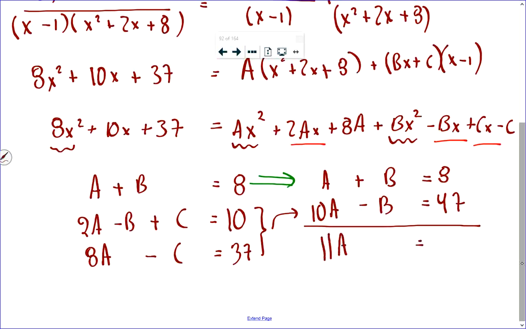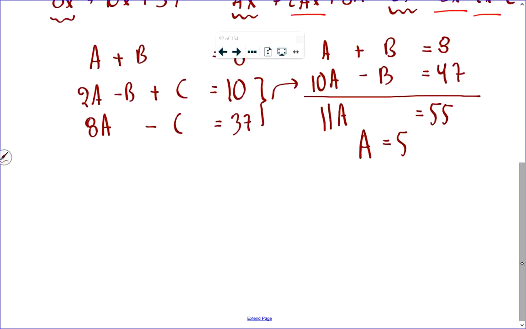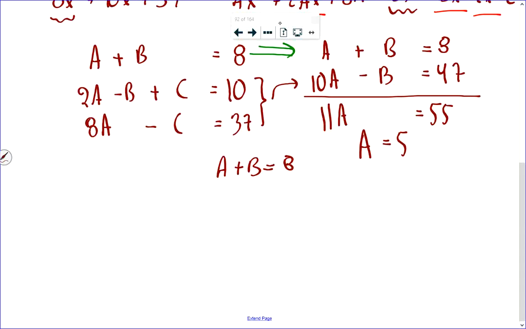11a is equal to 55, which means now we know a is 5, and that cracks the case wide open, right? 55 divided by 11 is 5, because now we can put 5 in for a in the top equation and find b. Now that we know b and a, you can use whatever equation you want to find c. So a plus b is equal to 8, I think. Yep. Well, we just figured out that a is 5, which means b is 3.